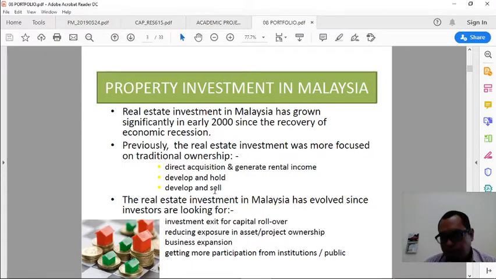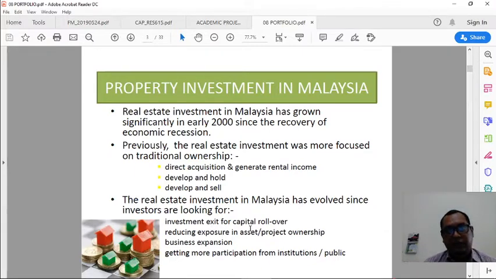But nowadays, the investment aspect has been more diversified, whereby people are looking at the investment exit for capital rollovers, reducing exposure in the asset or project ownership, trying to expand their business, and also getting more participation from institutions or the public, which is becoming more progressive.